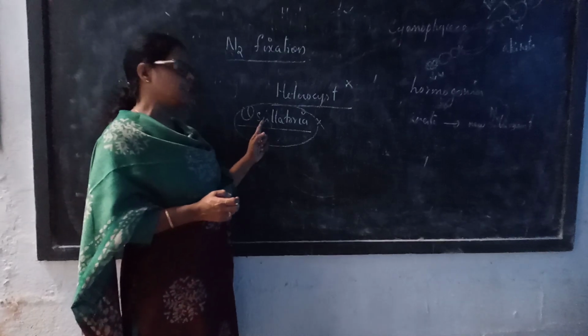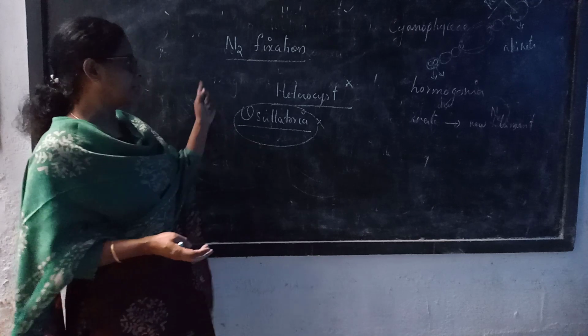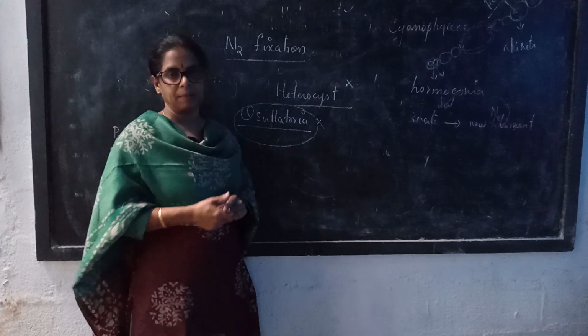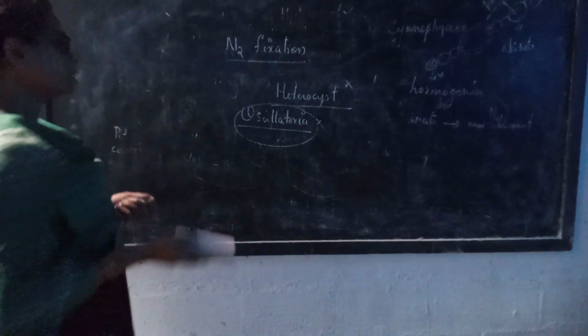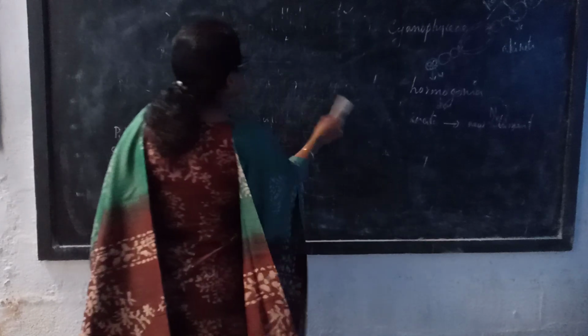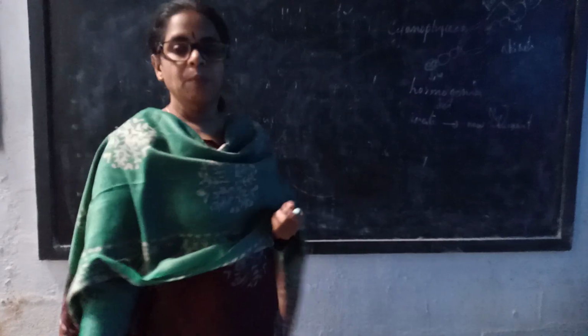So they have affinity towards bacteria, prokaryotic organisms, and they are also similar to the algal members because they are photosynthetic. They contain chlorophyll, which is the principal photosynthetic pigment, and they are capable of oxygenic photosynthesis. Okay, so that is about blue-green algae or Cyanophyceae.